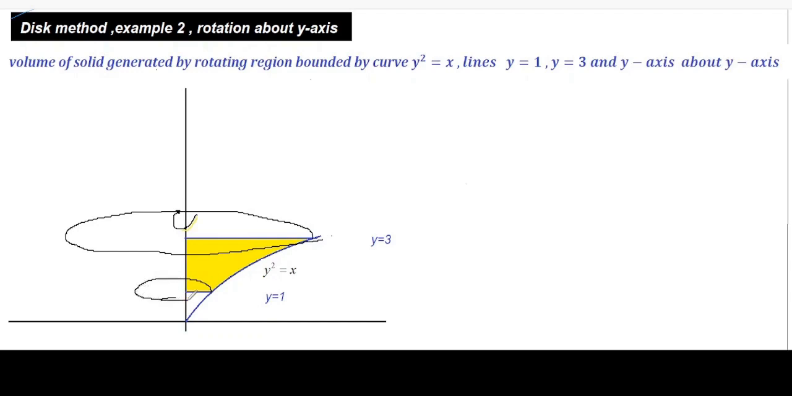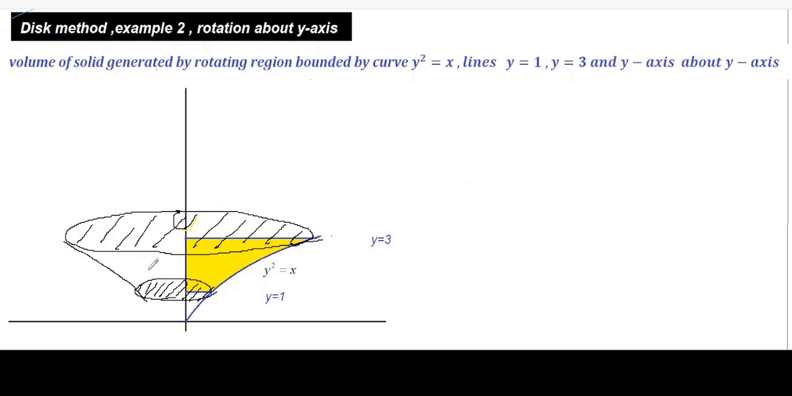Now to identify the solid, we just need to join these two parts. This will form the solid here. This is the top portion, the top surface of the solid. And this is the bottom surface of the solid. Now we need to find out the volume of this solid.